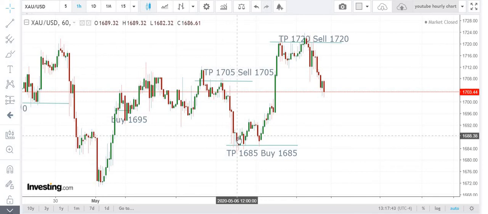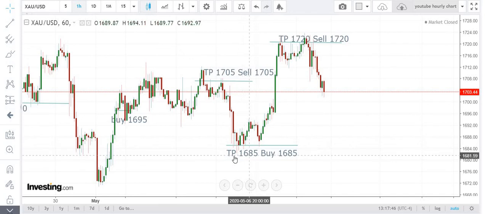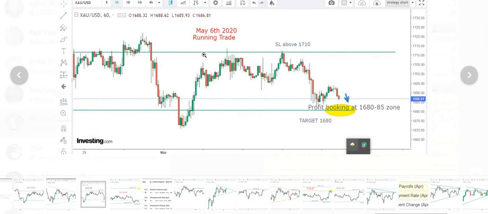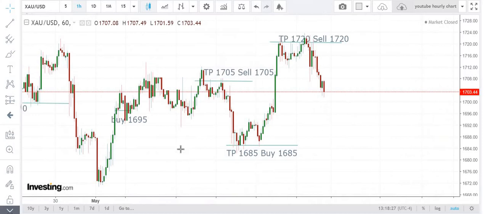But on Thursday we booked profit at 1685. As the market changes, we change our strategy. You can see the strategy over here. On May 6th the trade was shared to the members of the forecast group, and this was the trade, profit booking at 1680-85 zone. This was our stop loss. This was the double top formation at H1 and we were expecting the prices to revisit 1680, but keeping in view the market structure, we booked profit at 1680-85 levels. This was quite an awesome trade.